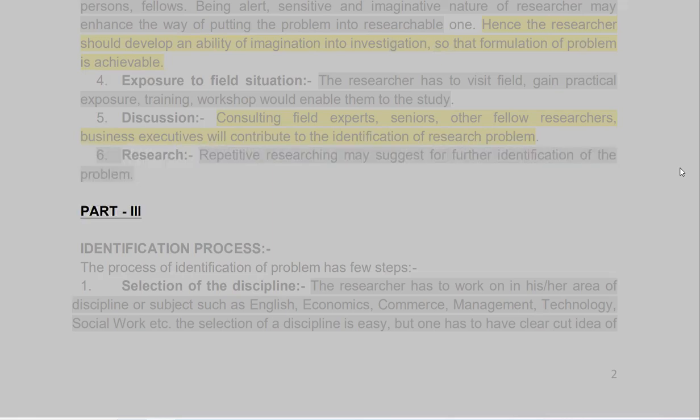Part 3. Identification process. The process of identification of a problem has a few steps. 1. Selection of the discipline. The researcher has to work in his or her area of discipline or subject such as English, economics, commerce, management, technology, social work, etc. The selection of a discipline is easy, but one has to have a clear-cut idea.